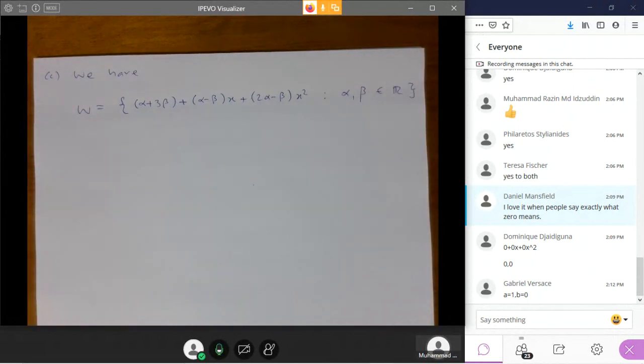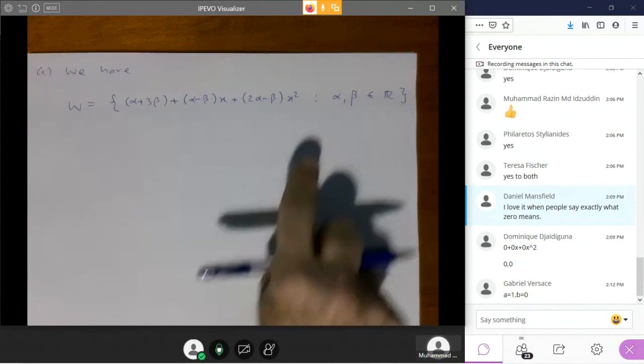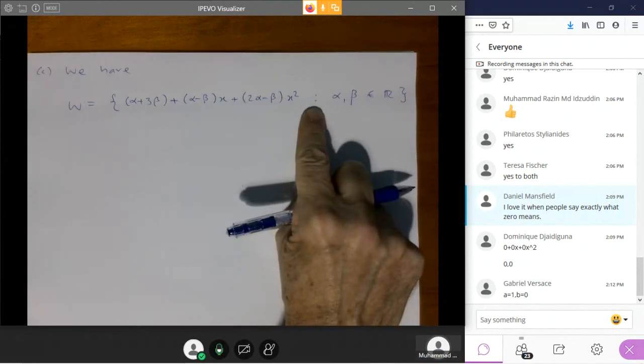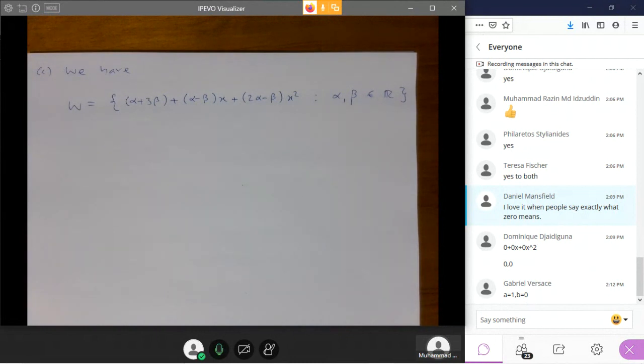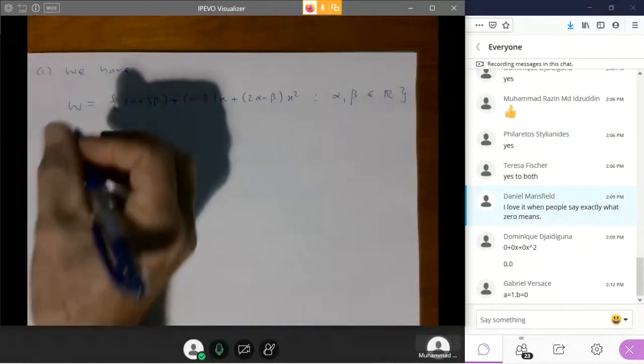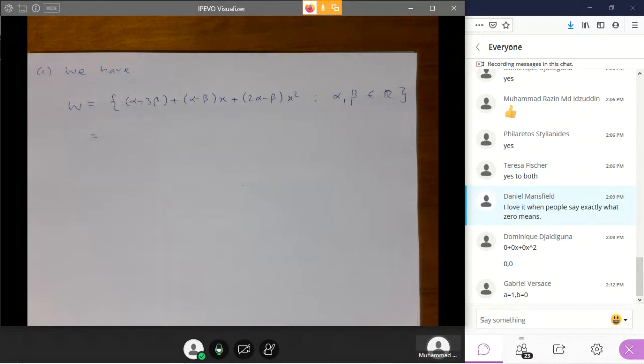If you've been following my lecture notes carefully, you might notice I usually put a vertical line there instead of a colon, but it doesn't matter. Both notations are fine. Now, we want to write that as the span of a set of polynomials. Now, again, something which I've mentioned quite frequently in lectures, I hope people have picked up on this. First important thing is to make sure you know what the words mean.